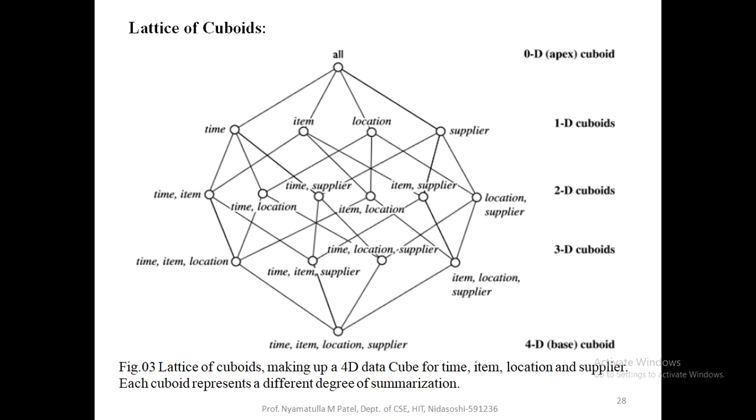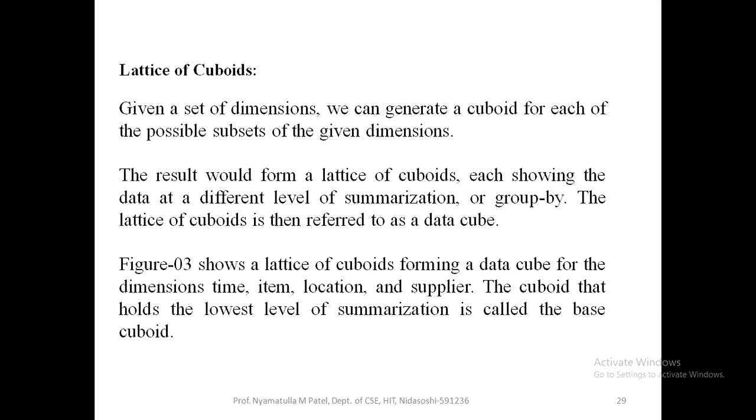What type of data do you want? The lattice of cuboids will give you efficient data access. Whichever type of data you want, you can extract it from the 0D, 1D, 2D or 3D level of cuboid, or from the 4D level, that is the base cuboid, where you get the complete data. Each cuboid here represents a different degree of summarization. Given a set of dimensions, we can generate a cuboid for each of the possible subsets of the given dimensions.